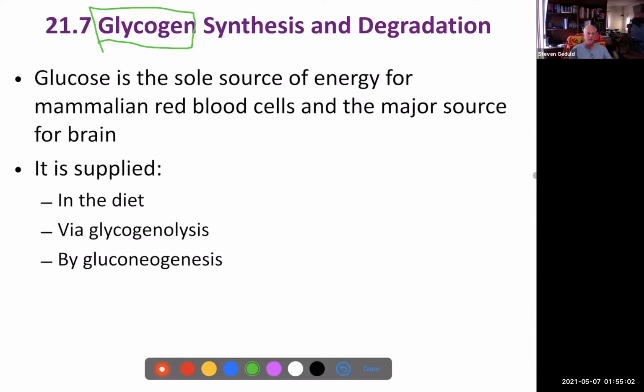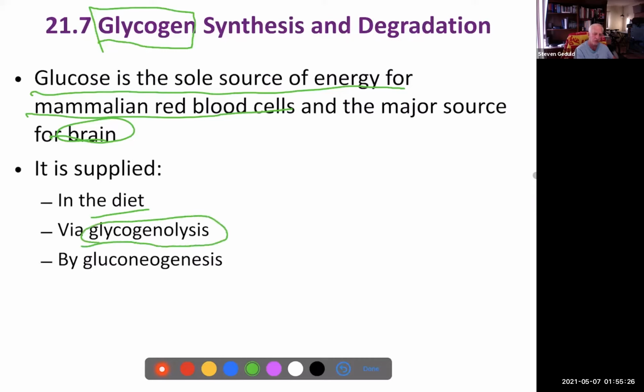So glucose is the sole energy source for red blood cells and the major source for the brain. So when making red blood cells and for use in the brain, we use glucose. Okay? Glucose is supplied in our diet. We eat it. Glycogenesis, we form glycogen, stores our glucose for storage, and gluconeogenesis. Okay? Those are the three ways we can get glucose.